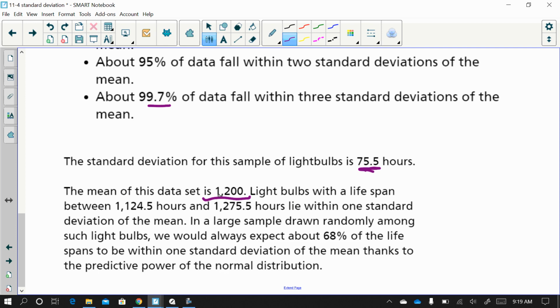So light bulbs with a span between 1124.5, so minus 75.5, and 1275.5, so plus that 75.5, lie within 1 standard deviation. In a large sample drawn randomly from among such light bulbs, we would always expect about 68% of the lifespans to be within 1 standard deviation of the mean. So 68% of my light bulbs are going to fall between those 2 values.